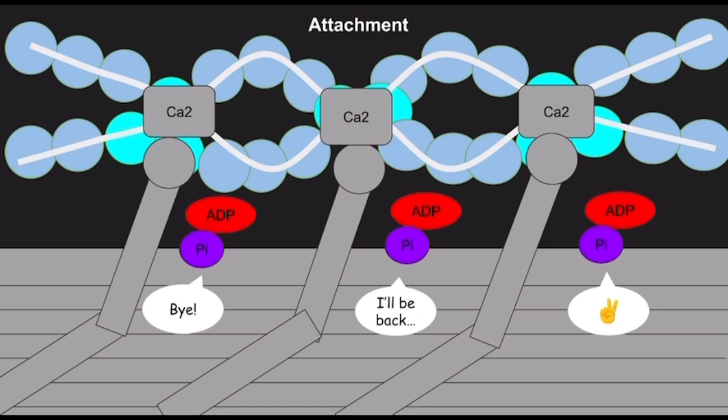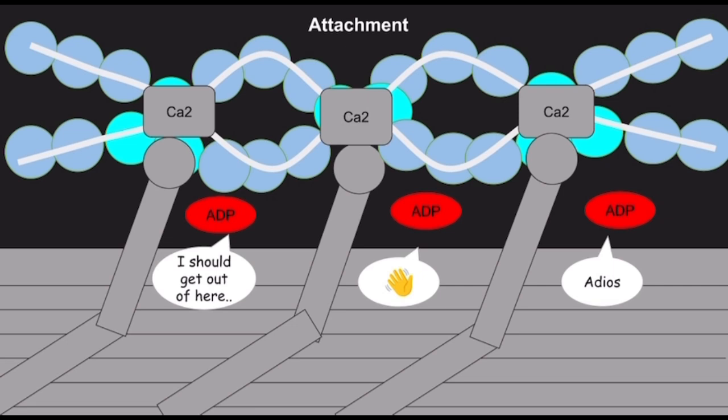Powered by the chemical energy stored in their heads, the two myofilaments glide past one another, propelled by the head-first movement of the myosin units. As the units move, ADP molecules bound to their heads are released.